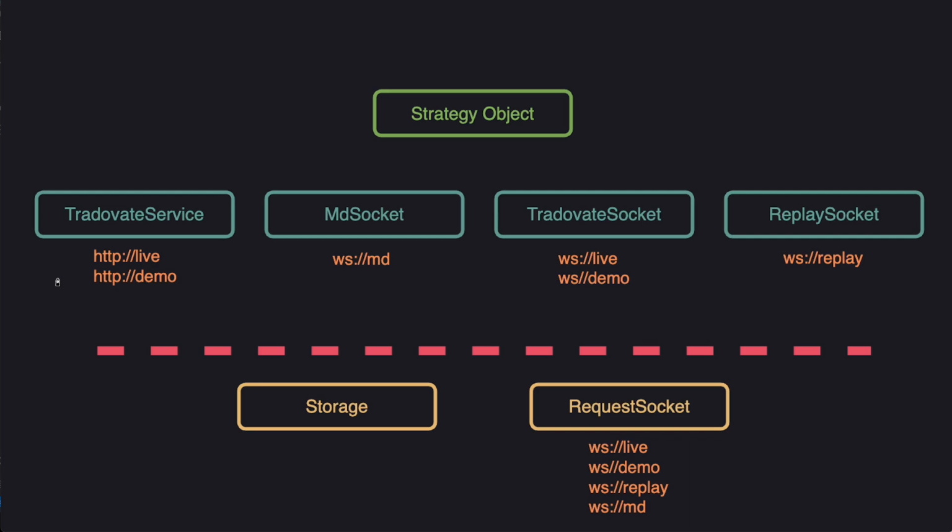Now, Tradovate's API has 6 different URLs over 2 different protocols. It has 2 URLs for HTTP and 4 URLs for WebSockets, right? You can see these here. To interface with Tradovate's API, you need to connect over HTTP initially to get a token, and then you can use that token to connect to their WebSocket clients.